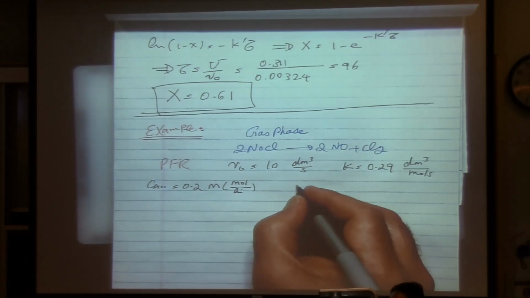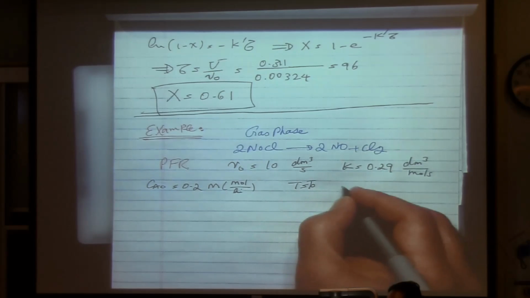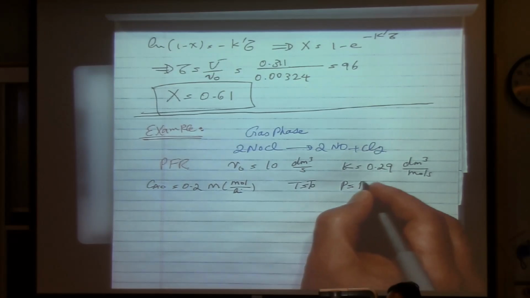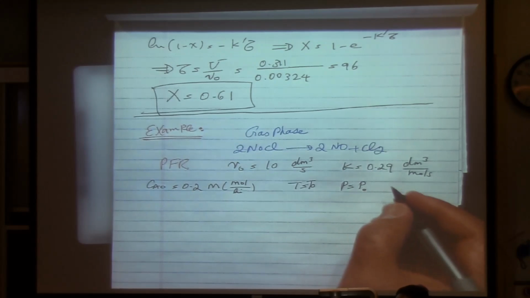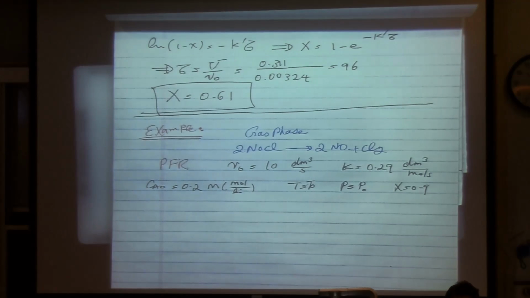Then we have isothermal and isobaric conditions, so P and T remain constant. And we have X equal to 0.9. So what are we calculating? We're calculating the volume of the reactor. I'm going to follow our strategy, steps 1, 2, 3, 4, 5, and solve it.